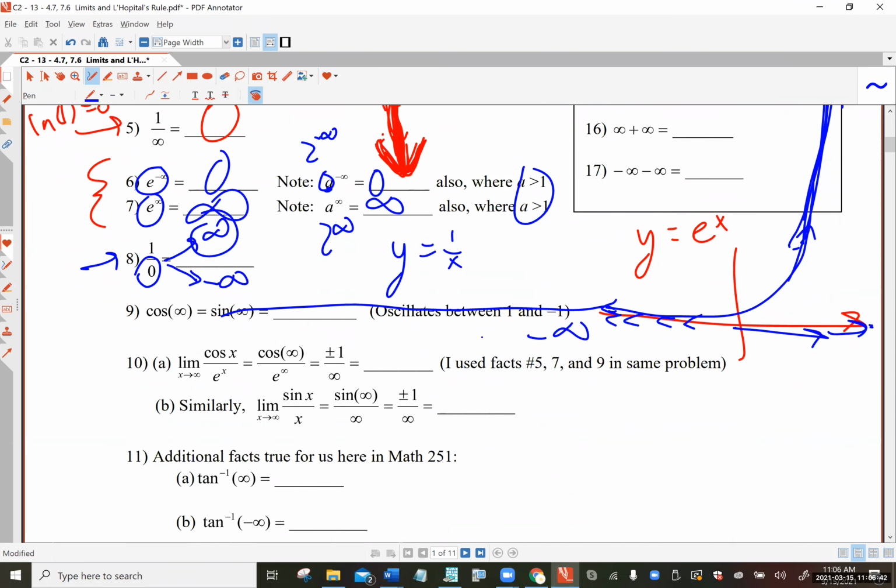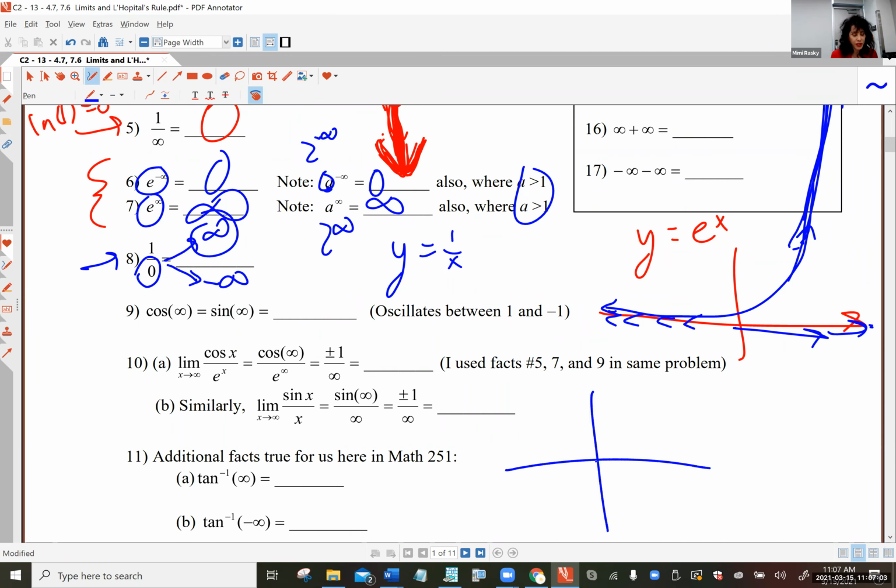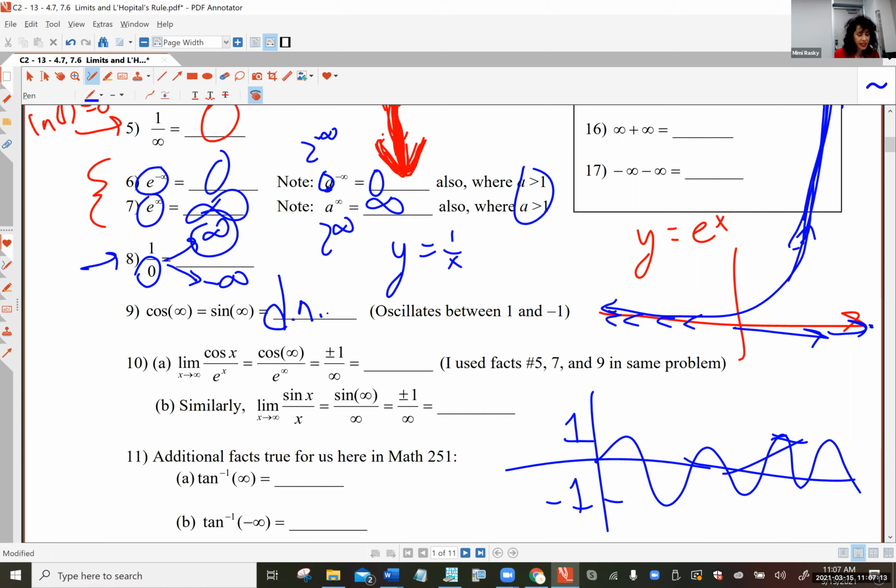Okay, number 9. What if somebody said, oh, my erase tool isn't working. Let's try this. What's cosine of infinity? Or even sine of infinity? I claim both of them are going to give the same answer. If you look at either the graph of sine or cosine, you know that as x goes to infinity, it never settles down. It just goes back and forth between a high of 1 and a low of -1. So the answer is DNE, does not exist, because it oscillates.